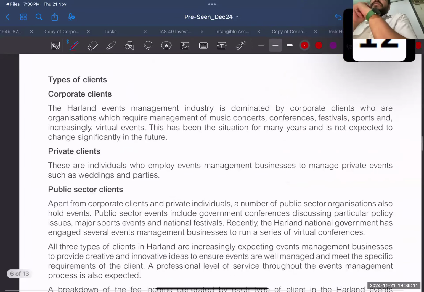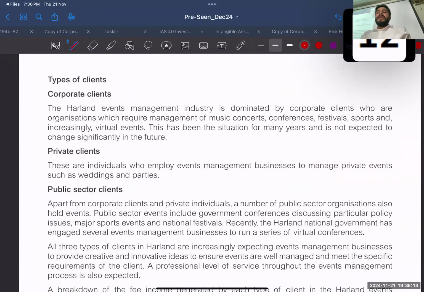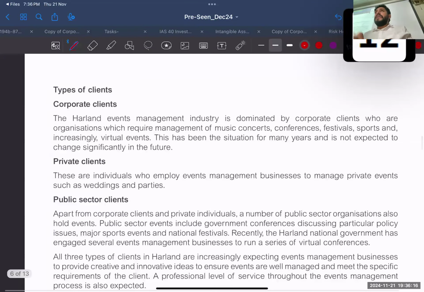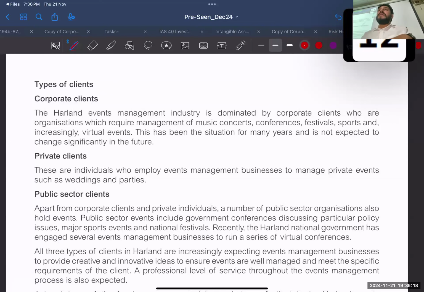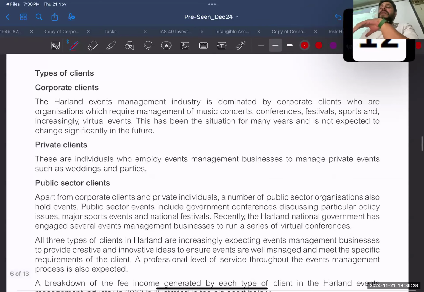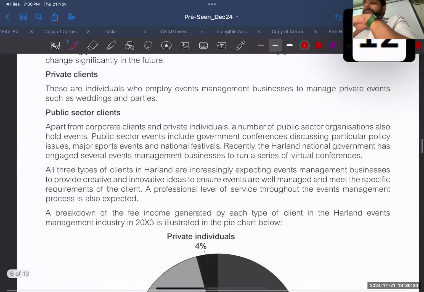Okay, so types of clients. We are being told with the help of types of services, now we are being told what types of clients do we have. We know it very well that we initially were told that there are two types of clients. Number one is the corporate client. Number two is the private client. But now it says that we have a public sector client as well.